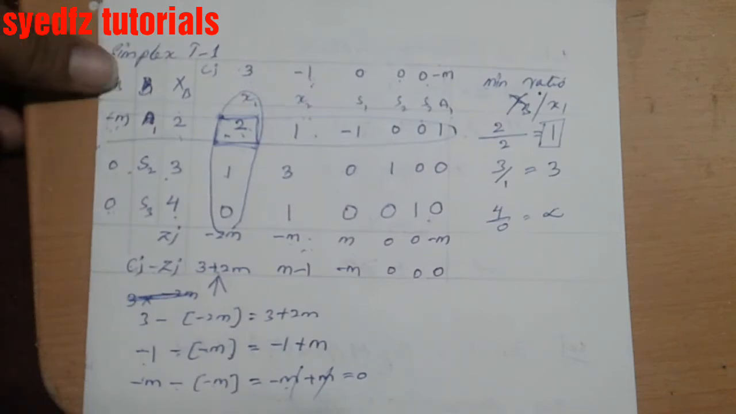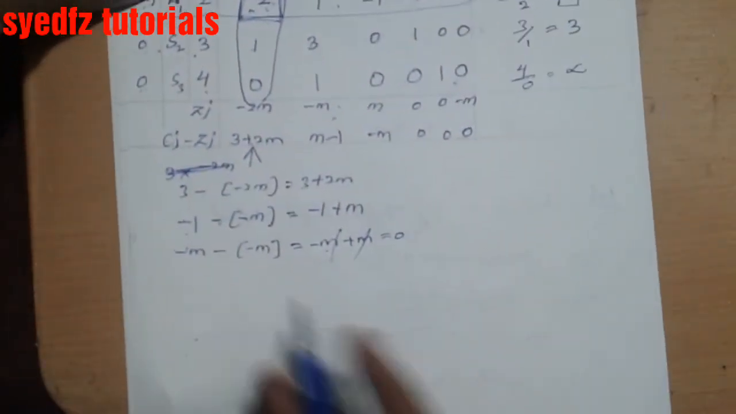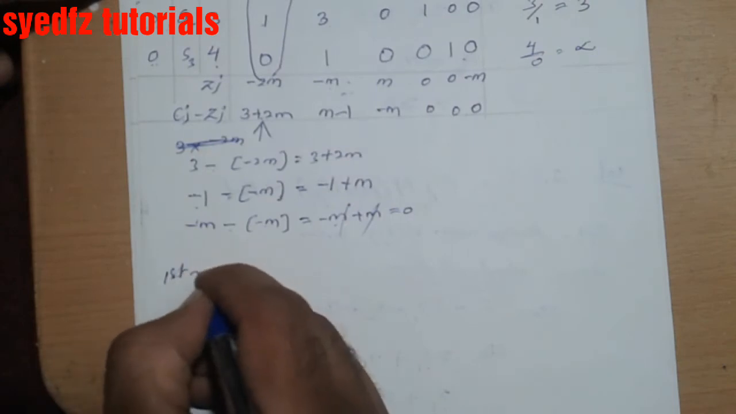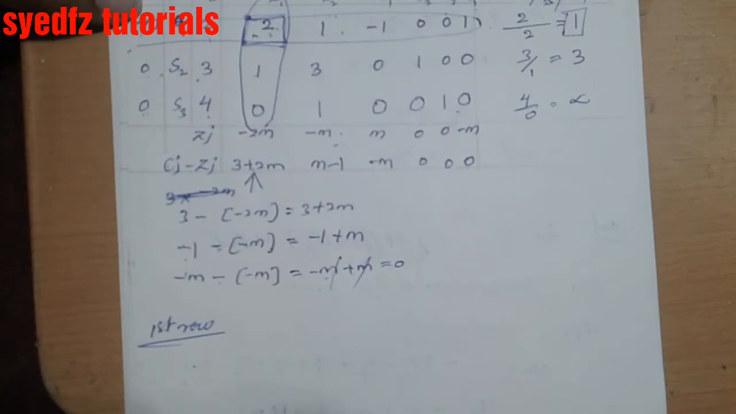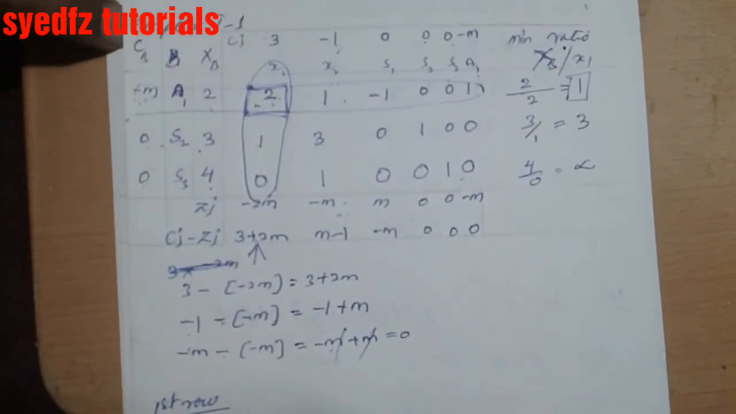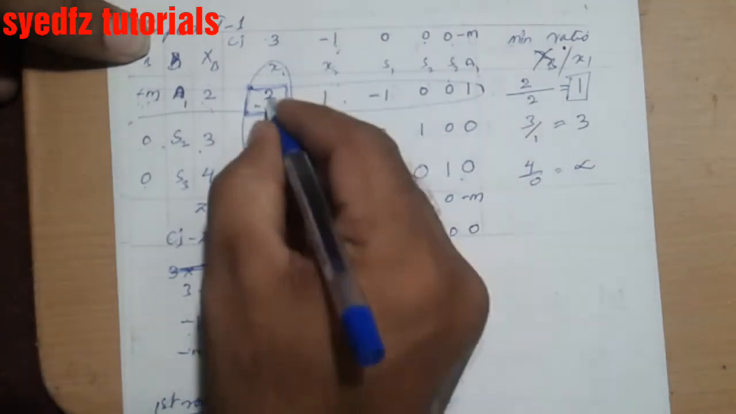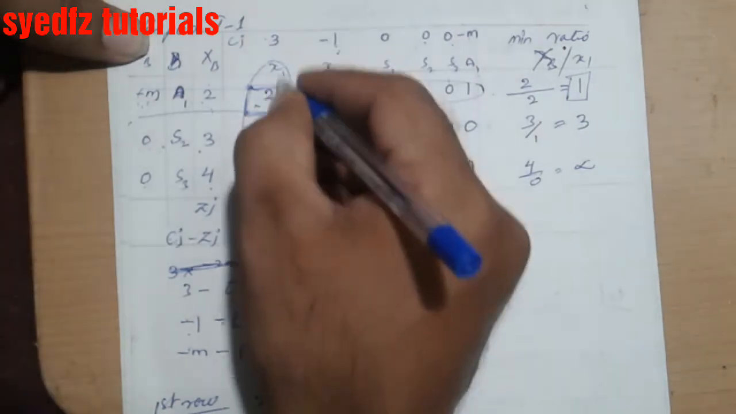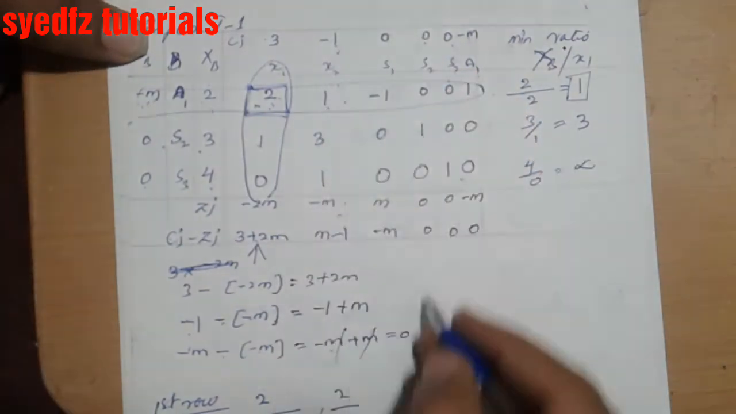So let's create the first row. Calculation of the first row. First, xb is 2. What is the key element? 2. And the x element is 2 divided by the key element, also 2. What is this? 1.